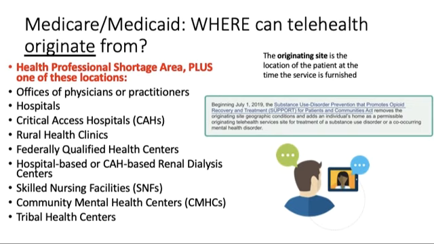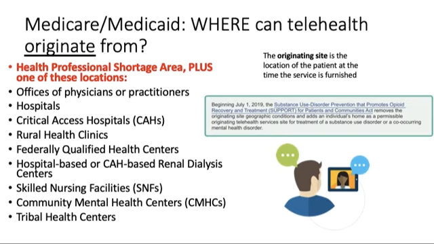So the answer to that is, it must be a health professional shortage area. And there's a way to look that up online to find out if your area is considered a health professional shortage area. If you're not considered a health professional shortage area, you're not going to be paid. So it has to be a health professional shortage area plus one of these things. The patient has to be in an office of a physician or practitioner, hospital, critical access hospital, rural health clinic, FQHC, hospital-based or renal dialysis, skilled nursing facilities, community mental health, or tribal health centers. So that's where the patient has to be, one of those things.